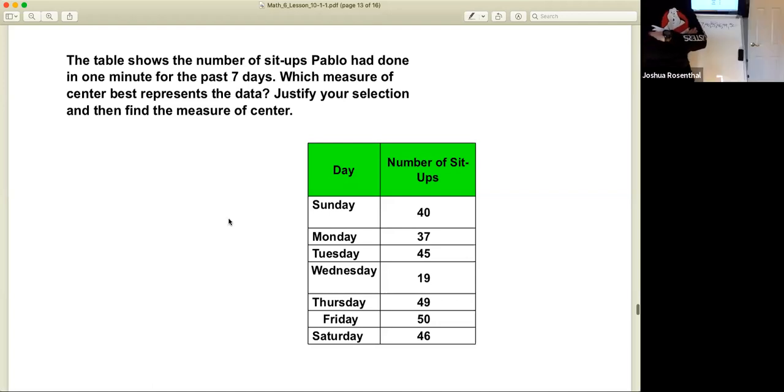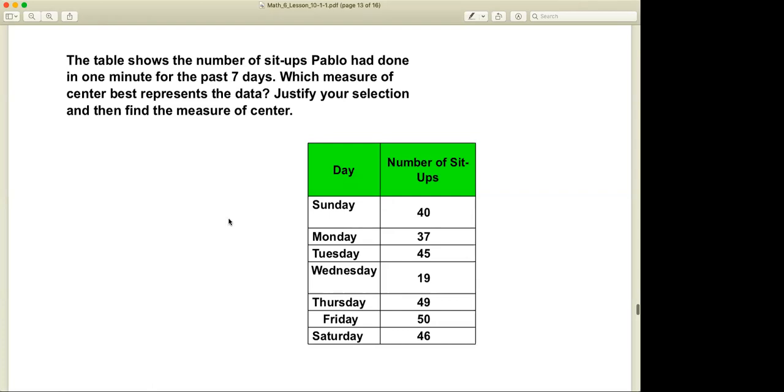Yes, we are going to talk about range. We already kind of did with the climate, but we'll talk about it specifically in math. Okay, next example.